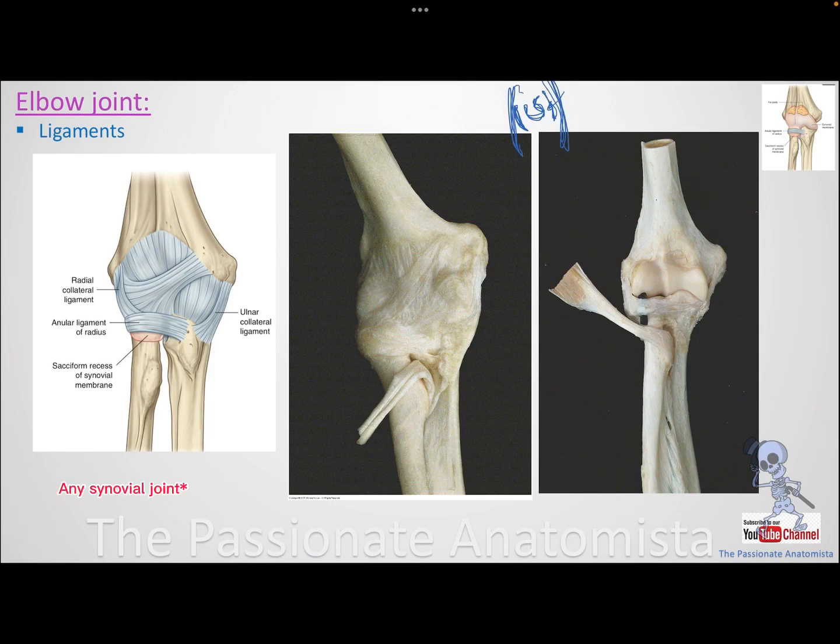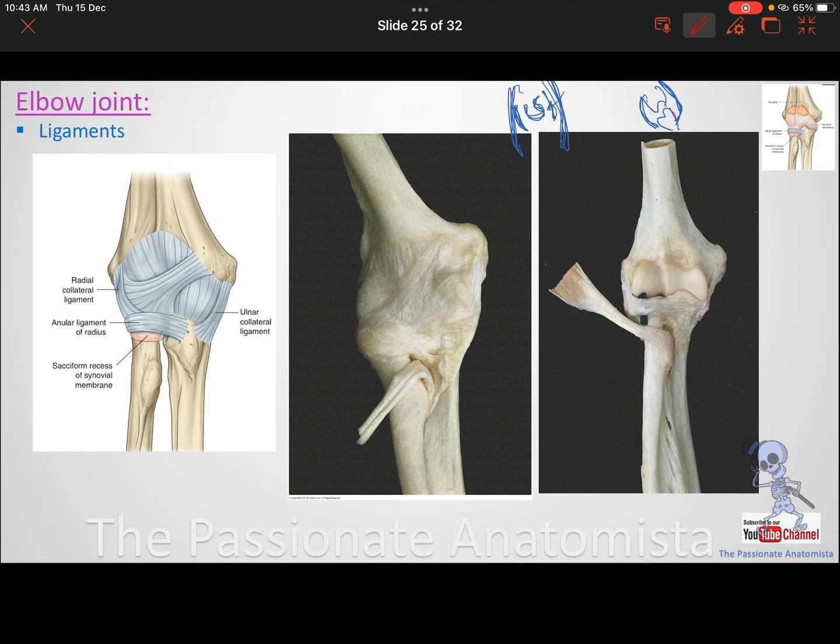So any joint we have has a bony area that is lined by hyaline cartilage and covered by a synovial membrane, and then covered outside by fibrous connective tissue. And then that outside fibrous connective tissue is going to condense, and you will have ligaments that connect the bones together. Those are the ligaments that we have, medial and lateral ones.